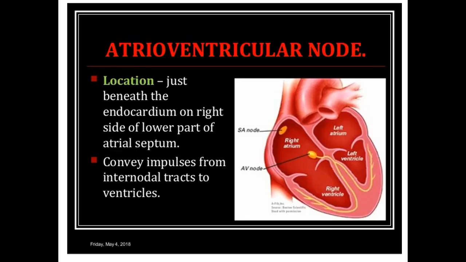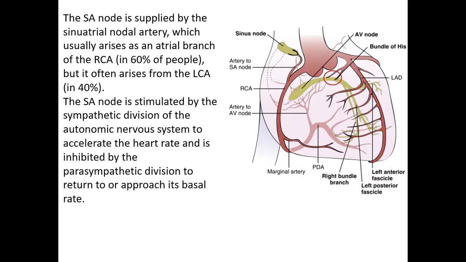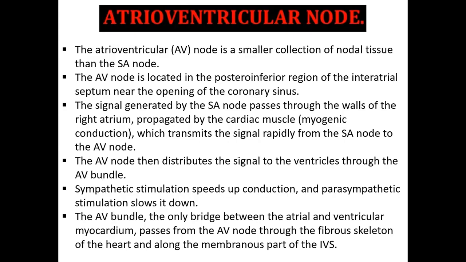So if we go back here, here will be the opening of coronary sinus. We will see in the next diagram also. The signal generated by the SA node passes through the wall of the right atrium, propagated by the cardiac muscle myogenic conduction, which transmits signal rapidly from the SA node to the AV node. The AV node then distributes the signal to the ventricle through the AV bundle.